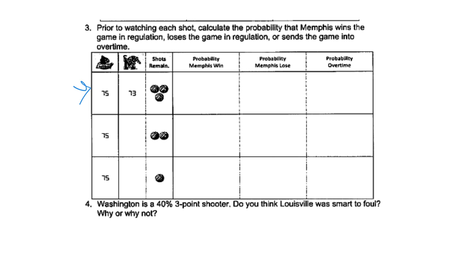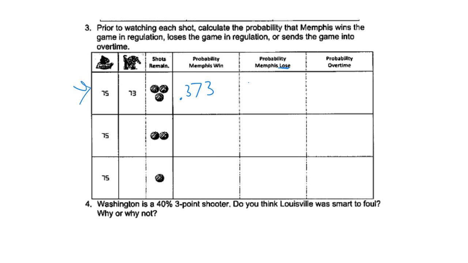So the probability that Memphis is going to win, well, that's his probability that he makes all three. He hasn't taken any of them yet. So his probability he makes all three would be 0.373. The probability that Memphis is going to lose? Okay, well, again, he hasn't taken any of the three yet.